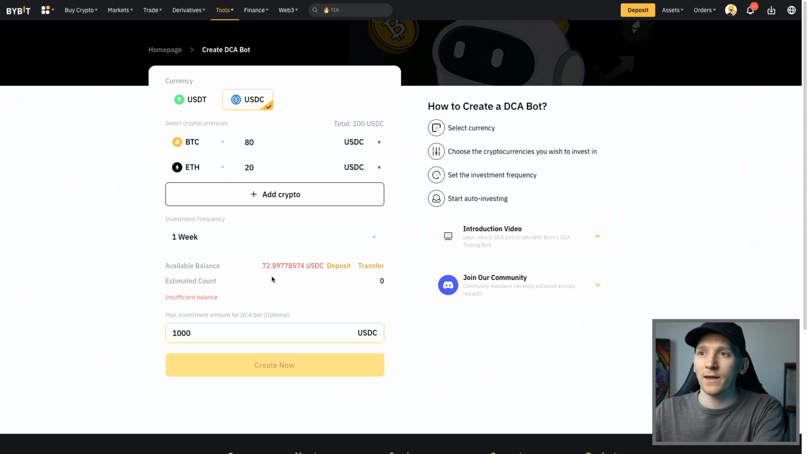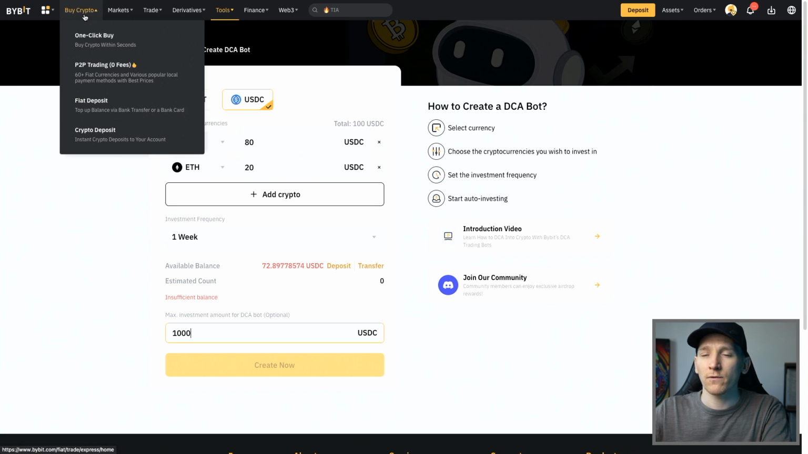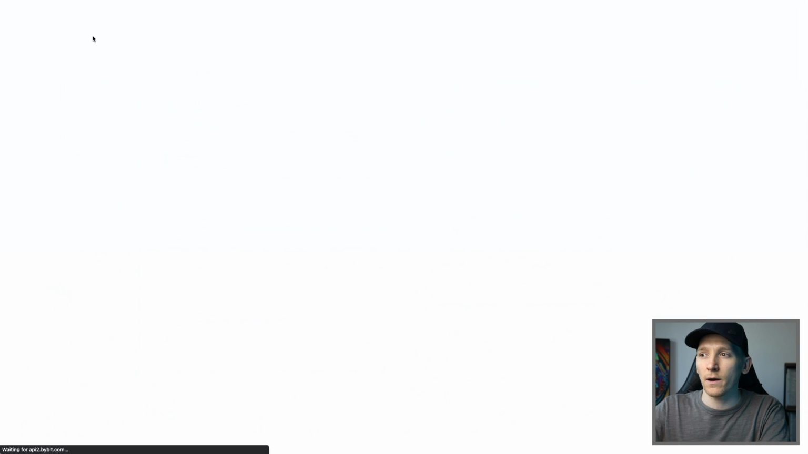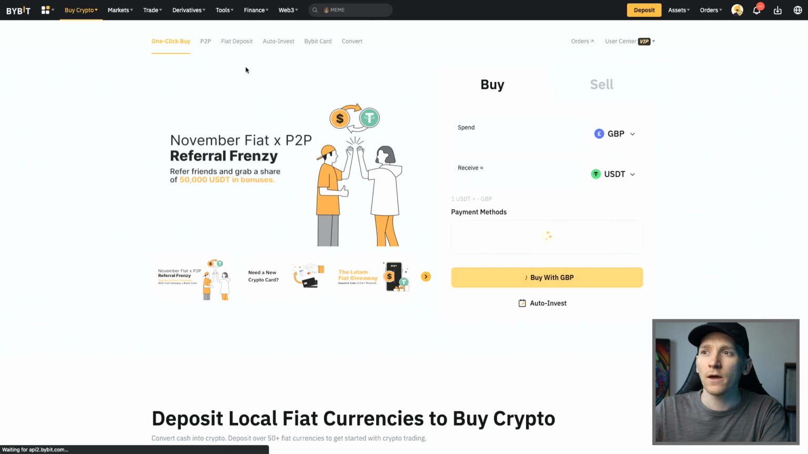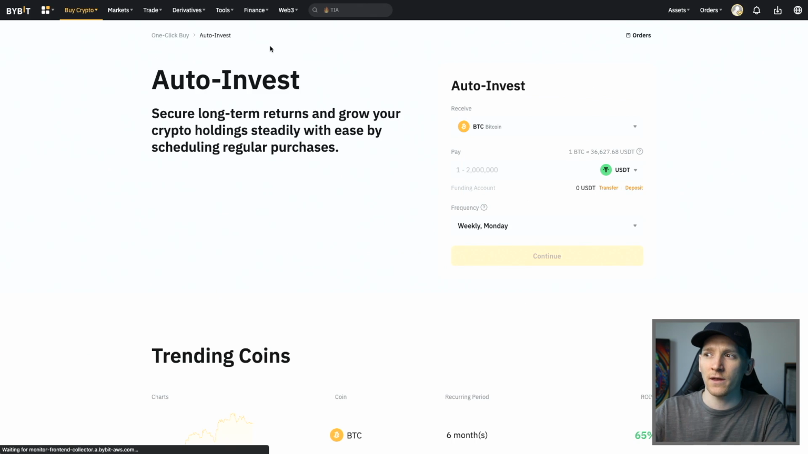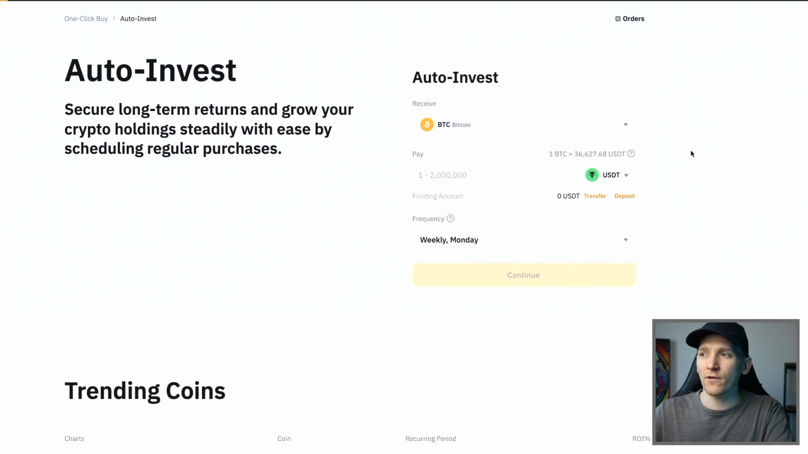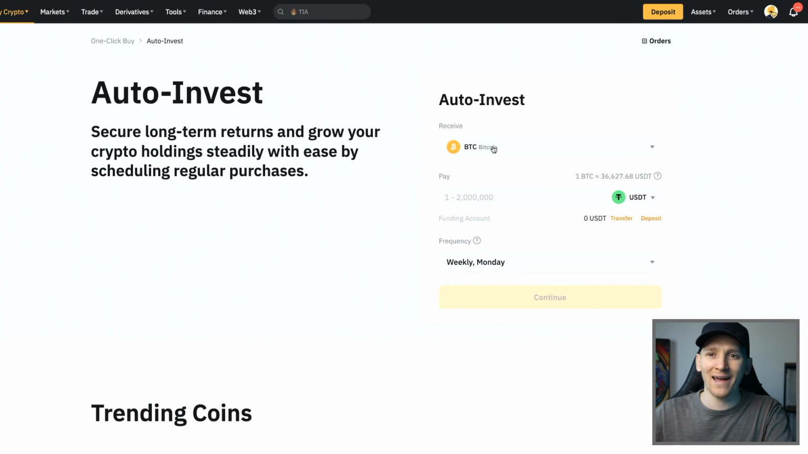Now, the other way to do it is actually through buy crypto. So if you don't have any stable coins to do this, then you can go to one-click buy. And then from here, you can go to auto invest. So click this and it's exactly the same thing. Now with this, it's a little bit different in that you can only choose one asset at a time.